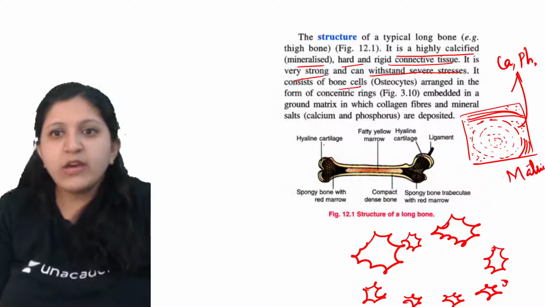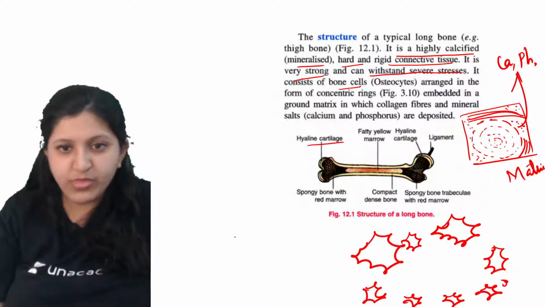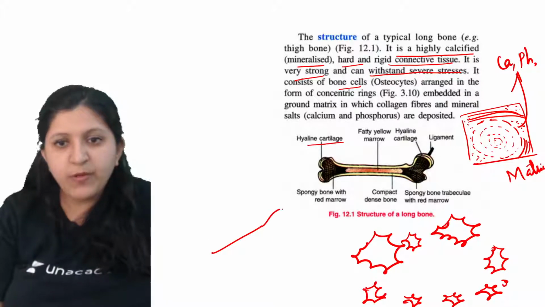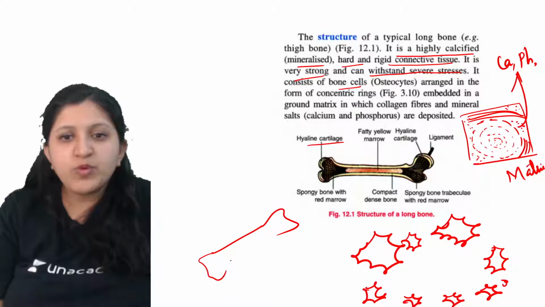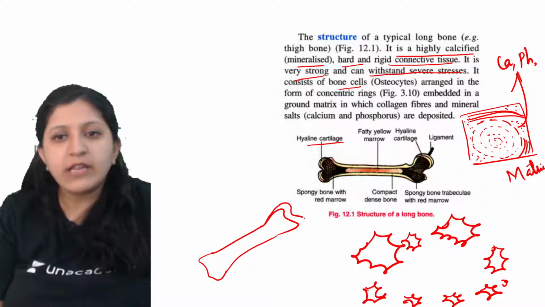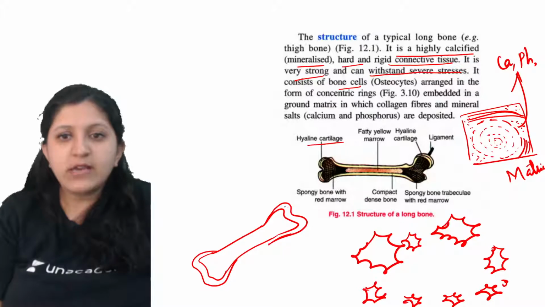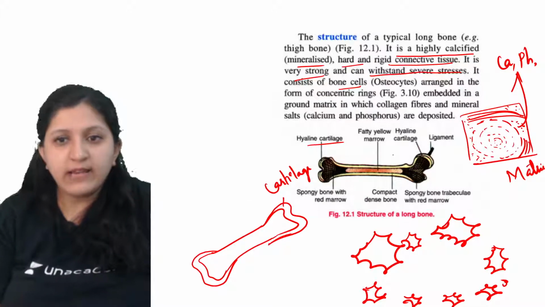Here, this one is a hyaline cartilage. Let's say this is a bone now. In most cases you will find that at the end of a bone there is a cartilaginous covering. This provides support to the bone. So there is a cartilage present, which we call a hyaline cartilage.